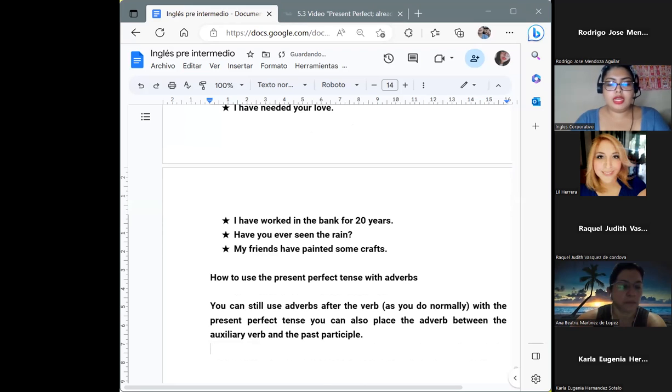Okay, we are going to see the structure. In this case, we are going to use has or have. In this case, it's not related to the question. You know that first you're going to write the subject. But in this case, we're going to focus on this part: has or have, plus the adverb, plus the past participle.